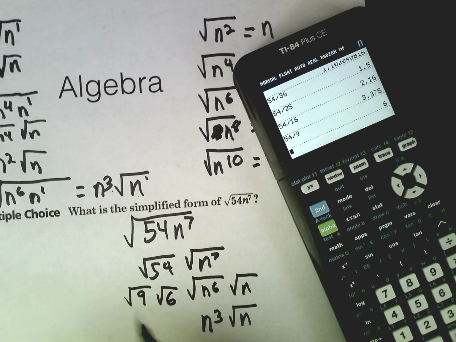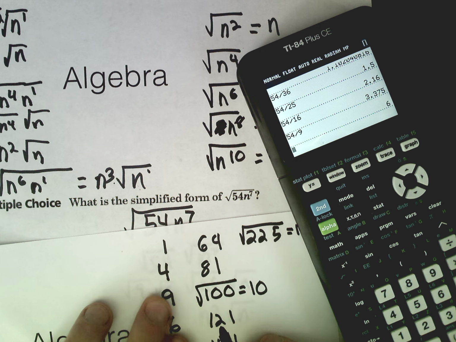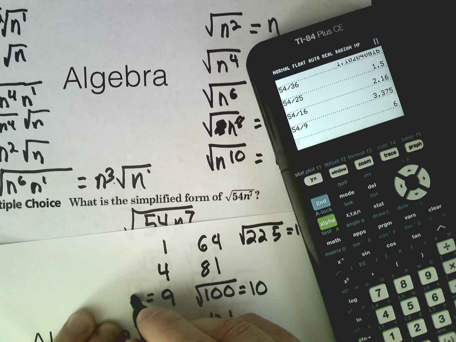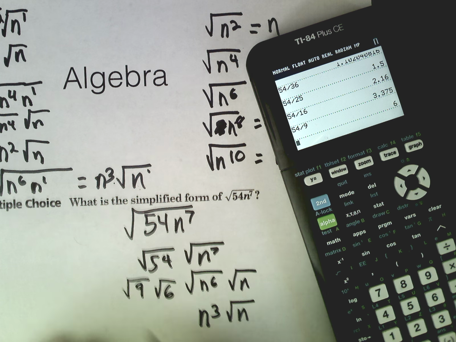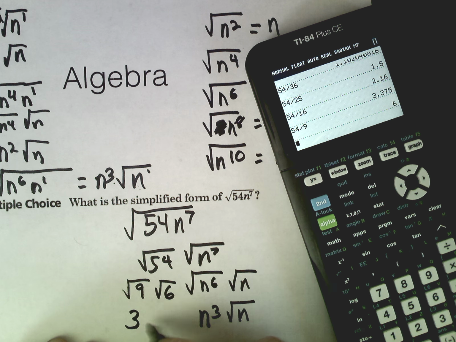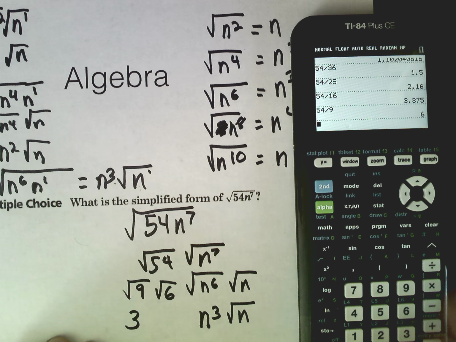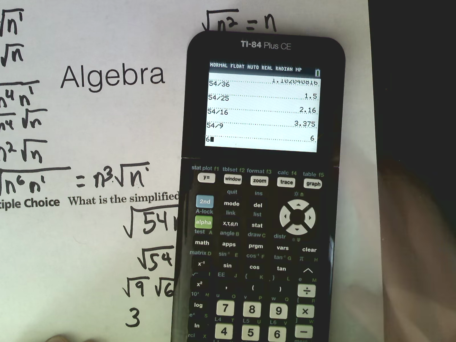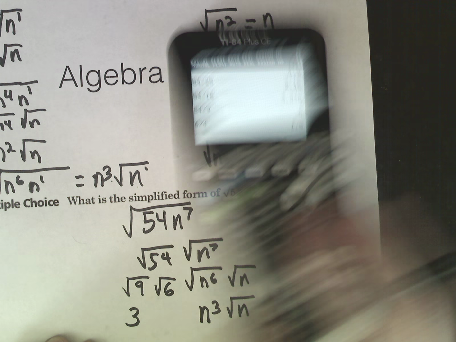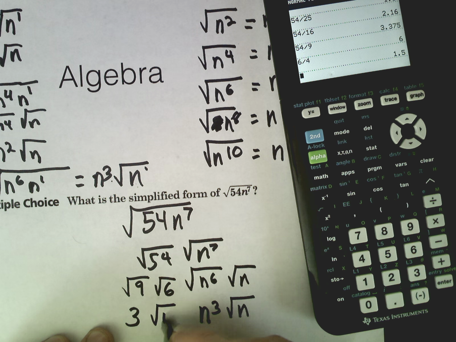Square root of 9 is one of our perfect squares. The square root of 9 is really 3. So this turns into 3. Square root of 6, I can't break down anymore. The only one I can do is 6 divided by 4. That's going to give me a decimal, so I've got to leave square root of 6.